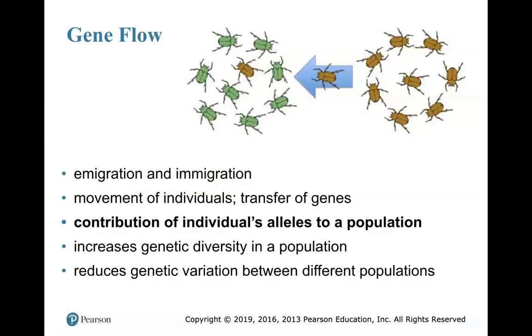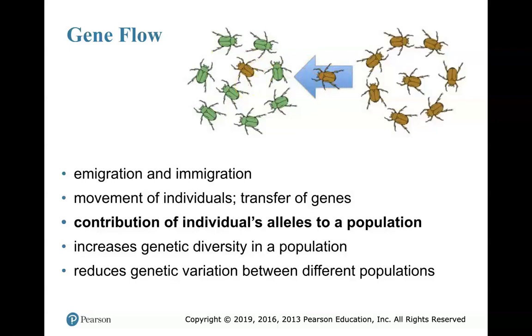So here I can actually see I have a population of brown beetles up here, and I have a population of green beetles up here, and it looks like this guy wants to go ahead and move. It's going to relocate and transfer its brown allele into this population. That's called gene flow. This brown beetle is basically contributing its own alleles, those brown alleles, to that green population.